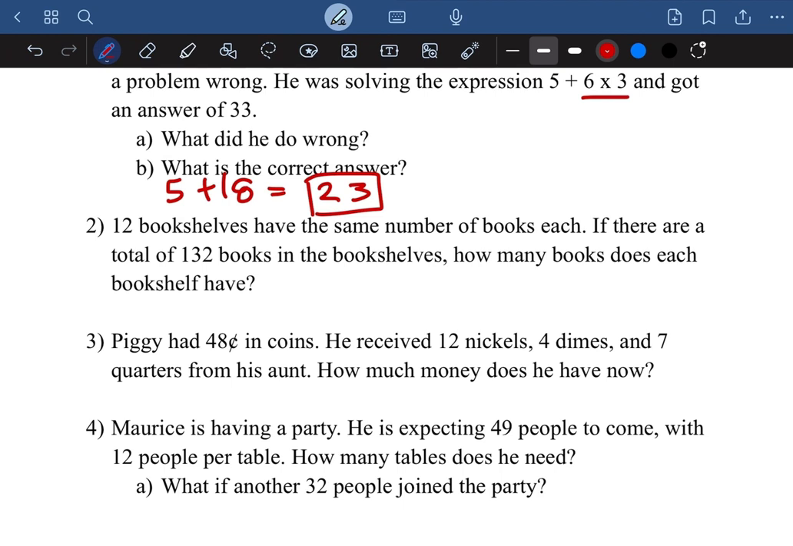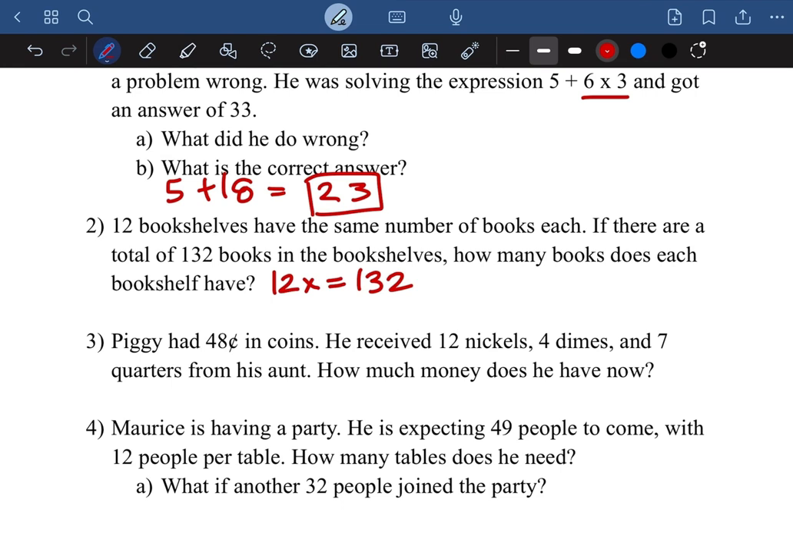Number 2. 12 bookshelves have the same number of books each. If there are a total of 132 books in the bookshelves, how many books does each bookshelf have? So the way we're going to set this up is 12x is equal to 132, with x representing the amount of books in each bookshelf.